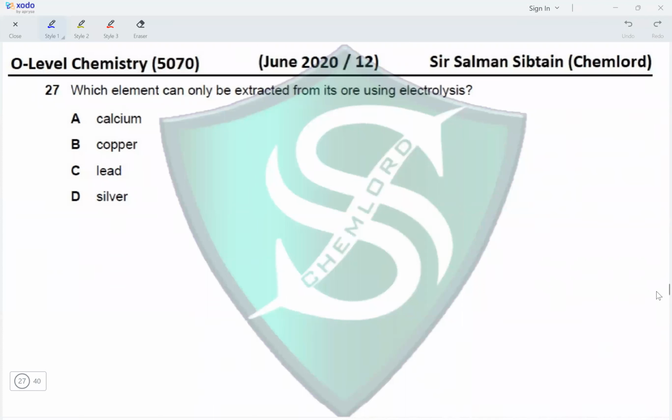Question 27. Which element can only be extracted from its ore using electrolysis? Metals that are more reactive than hydrogen, or in fact iron. Silver and copper are less reactive than hydrogen. Lead is more reactive than hydrogen but less reactive than iron. So none of these. Calcium is a highly reactive metal. It can only be extracted using electrolysis. So option A is the correct option for this question.